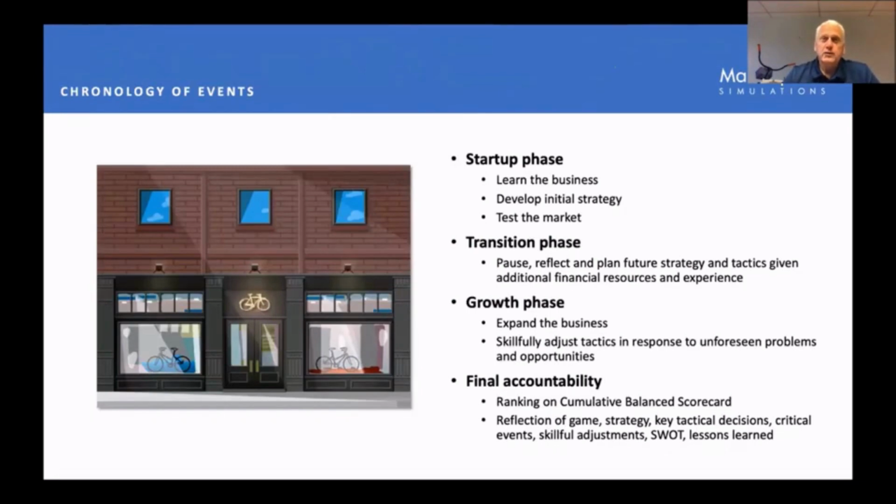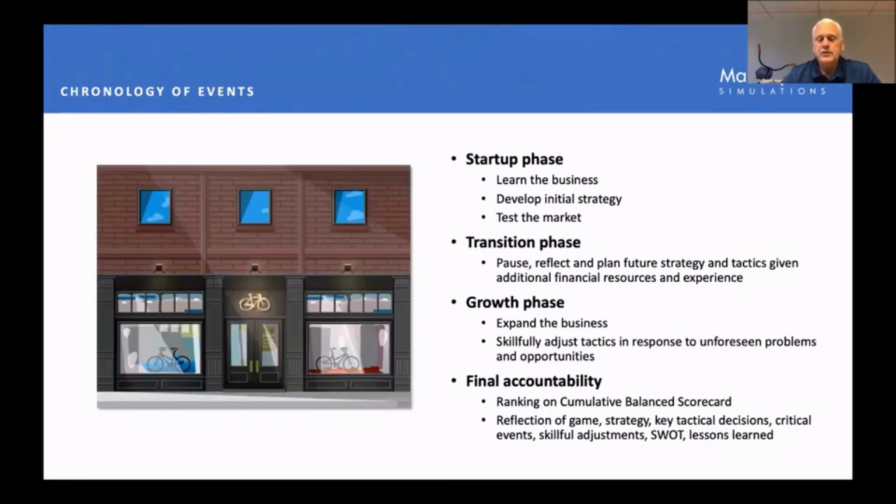After this pausing and reflecting and planning, the idea is to implement that plan and roll out your strategy into the market with all the tactics that you had developed. And again, there will be more surprises, different surprises, a lot of them coming from your competition. And you'll need to adjust and adapt to these unforeseen problems and opportunities.